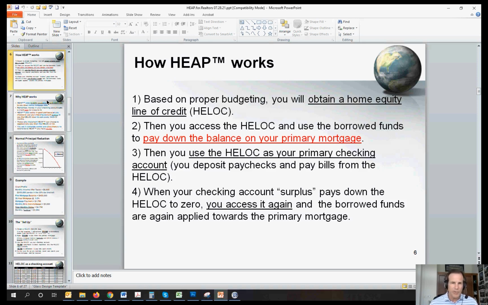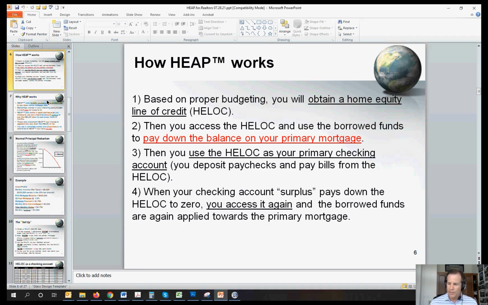So everybody probably knows what a home equity line of credit is. Many of our clients take them out because they want to improve their home. They want to put in a new kitchen. They want to put in a new bathroom. So most people know what a home equity line of credit is. We're going to use a home equity line of credit in the home equity acceleration plan. We're going to do something very counterintuitive with it. We're going to take out a home equity line of credit, and then we're going to take the money and we're going to pay down the primary mortgage.